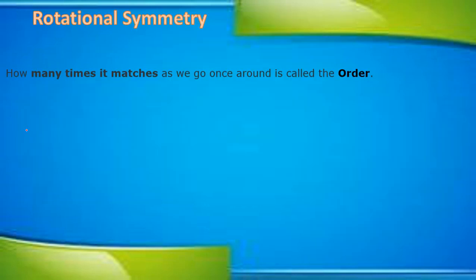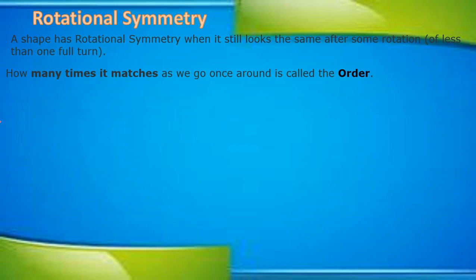How many times a figure matches its original figure, that number of times is known as the order of rotational symmetry. Or we can say a shape has rotational symmetry when it still looks the same after some rotation of less than or equal to one full turn.